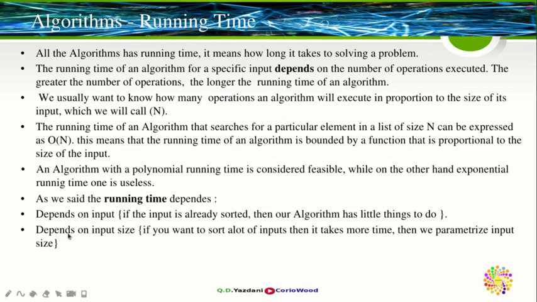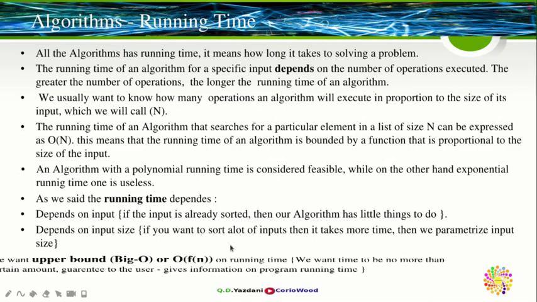The second one depends on the input size. If you want to sort a lot of inputs, then it takes more time. Then we parameterize the input size. So if you have a huge, giant array and you want to sort it, then it takes a long time. Then the second option is that we have to parameterize the input size.